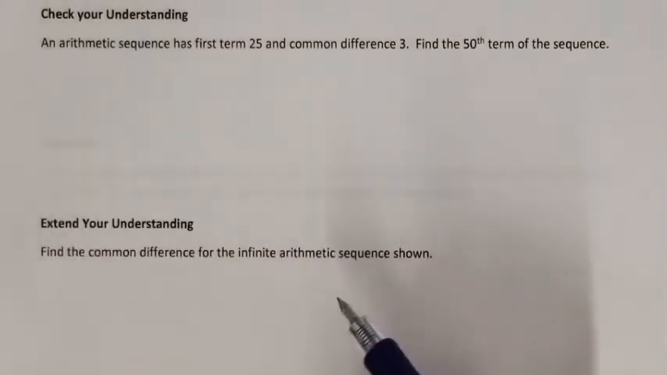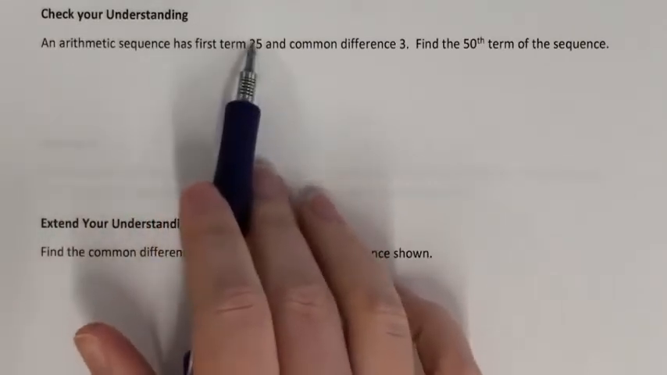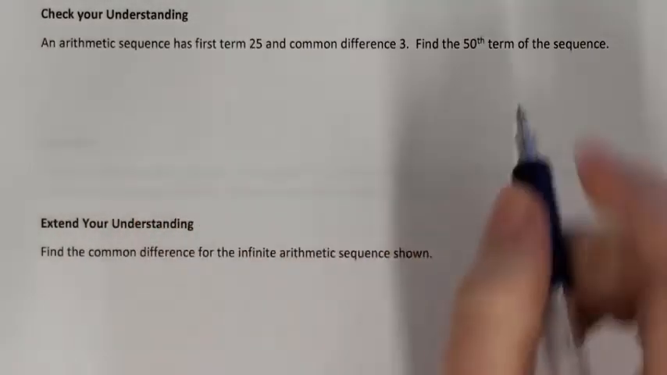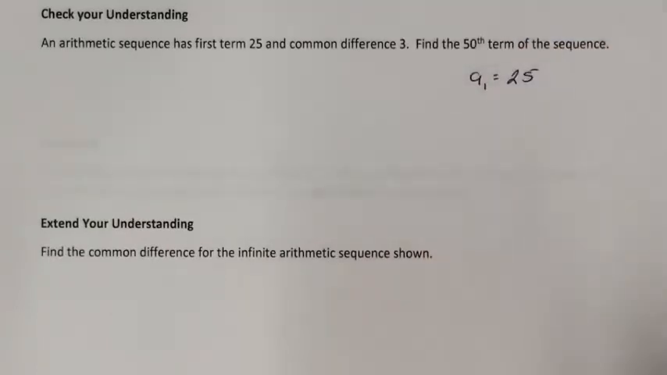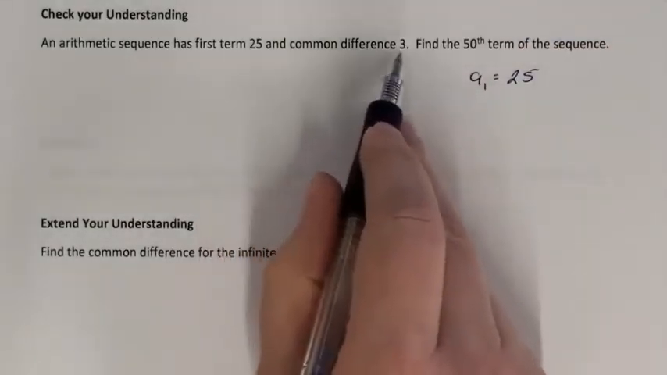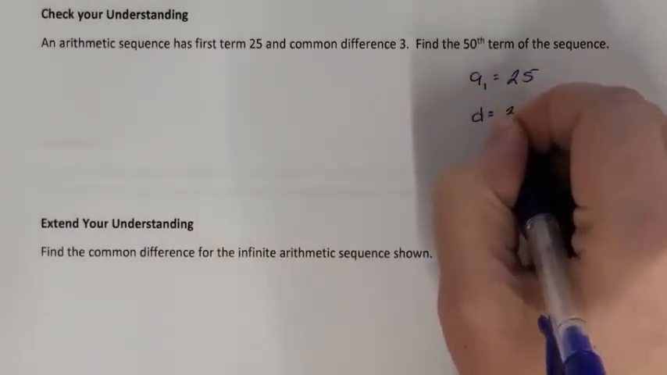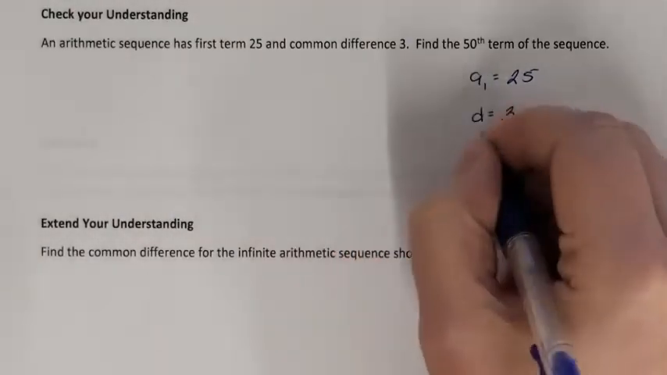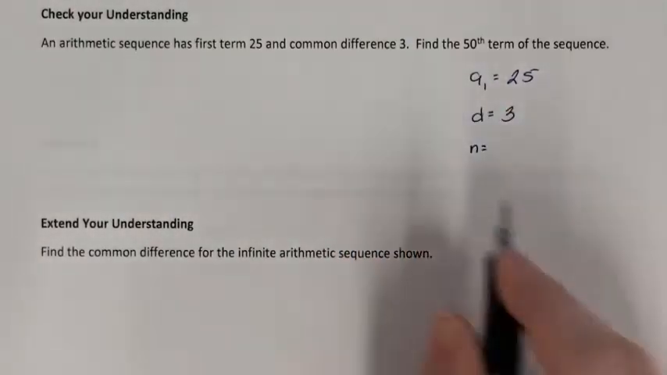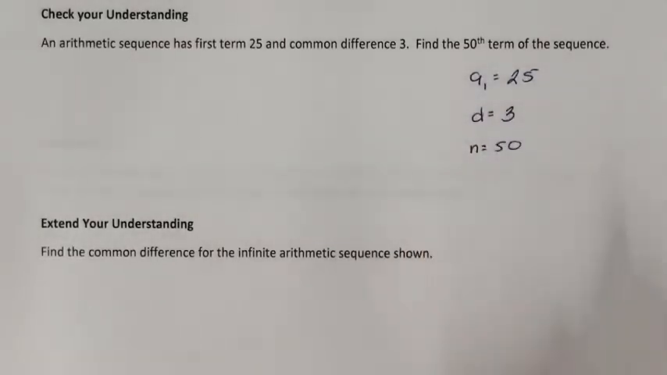Let's go ahead and check your understanding. An arithmetic sequence has first term 25. So if it says the first term is 25, that meant the a sub 1 term is 25. It says the common difference is 3. Well, we know the common difference is D. D is our 3. Wants to know what is the 50th term. Well, n tells us which one we're landing on. So n must be 50. So we have all the variables we need.